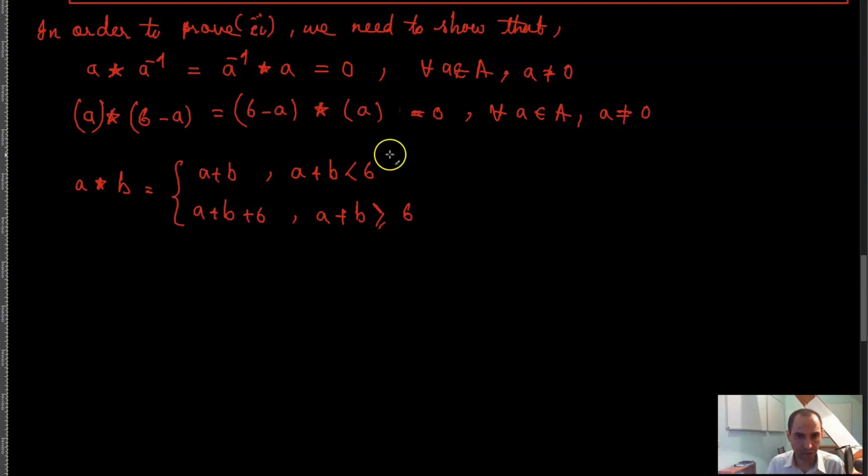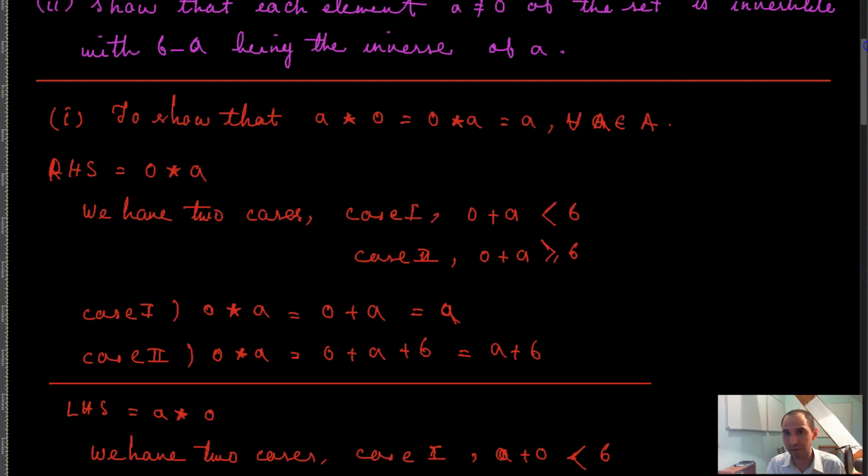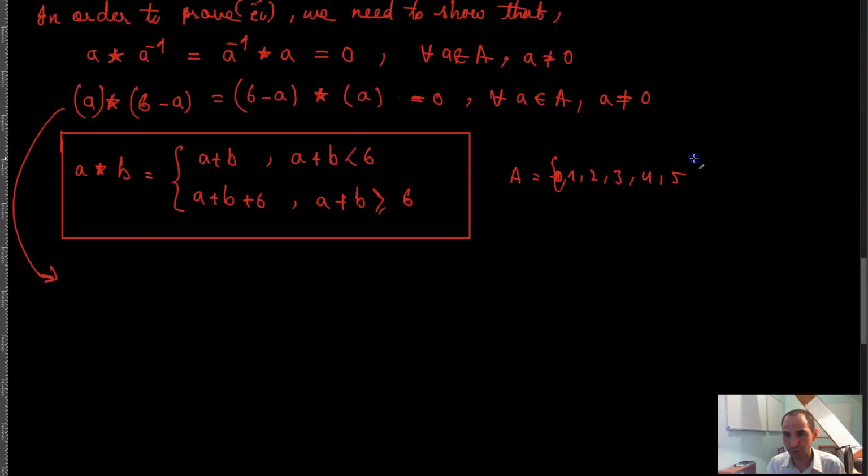Now you can see over here, this is actually some piece of information that we had from before, so it has nothing to do with this expression over here. So what that means is that if A is not equal to 0, A is some element other than 0 belonging to the set A, which is 0, 1, 2, 3, 4, 5, if I'm not mistaken, 0 through 5, right?